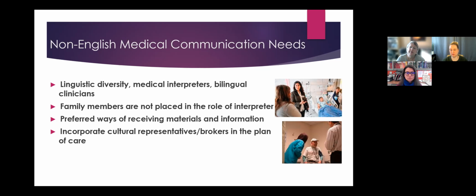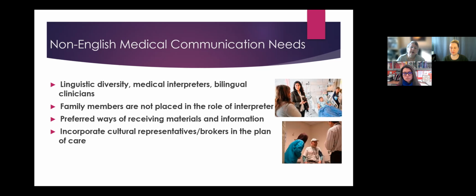So we do not want family members placed in the role of interpreter. They might become brokers with some of the things that are going on. They might not share it exactly the same way that we want them to say it, protecting the family, etc. So having those conversations is very important, and how we do that, because sometimes communication needs to go through somebody, not directly, even though it's the patient that still makes the decisions. So how do they prefer receiving materials and information that goes along with it?